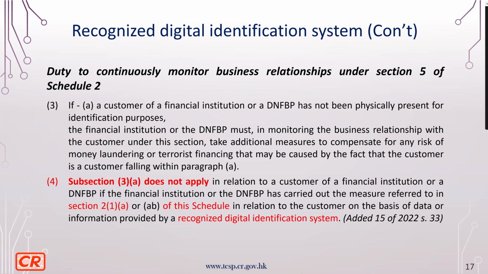After the amendment, if the CDD requirements are met using a recognized digital identification system, that is, where the licensee has carried out the measure referred in Section 2, Subsection 1, Subsection A of Schedule 2, in relation to a customer on the basis of data or information provided by a recognized digital identification system, then the enhanced CDD measures under Section 9, Subsection 1, and also the enhanced ongoing monitoring under Section 5, Subsection 3, Subsection A of Schedule 2 would no longer be required. This change is in line with the FATF's acceptance of digital identification system as an effective means to lower the money laundering or financing risk associated with a customer not physically present.